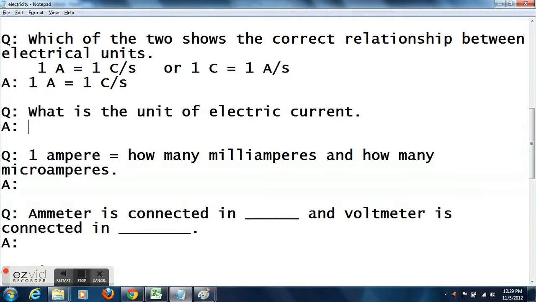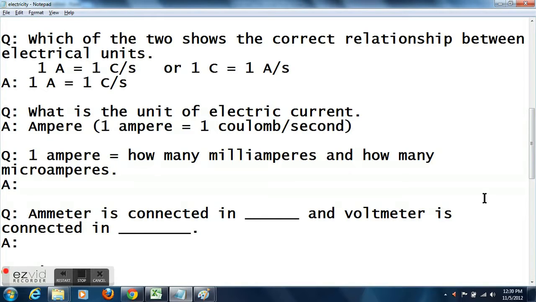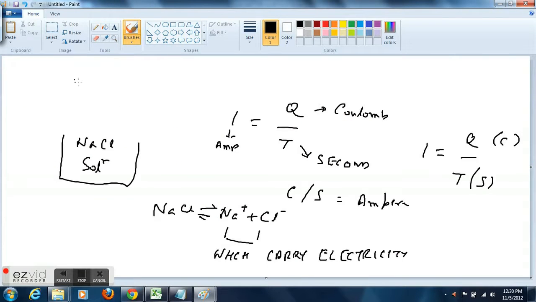What is the unit of electric current? It is ampere, or you can also call it coulomb per second, but the SI unit of electric current is ampere, and 1 ampere equal to 1 coulomb per second. Next question. In 1 ampere, how many milliamperes and how many microamperes are there? Now 1 ampere equal to 10 to the power 3 milliampere, and 1 ampere equal to 10 to the power 6 microampere.